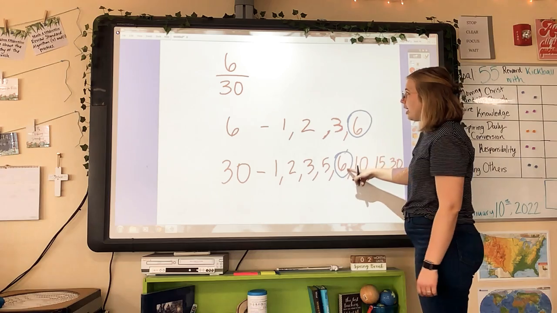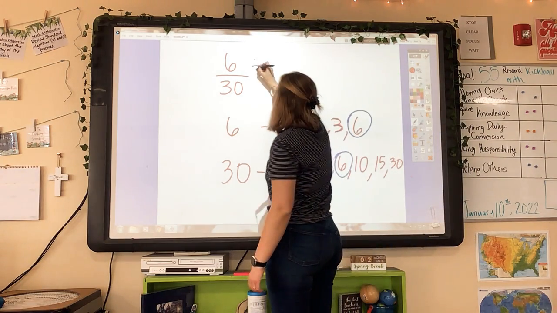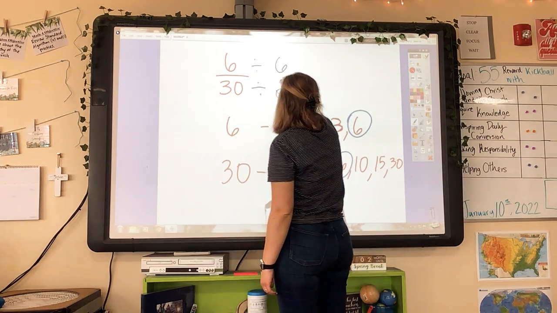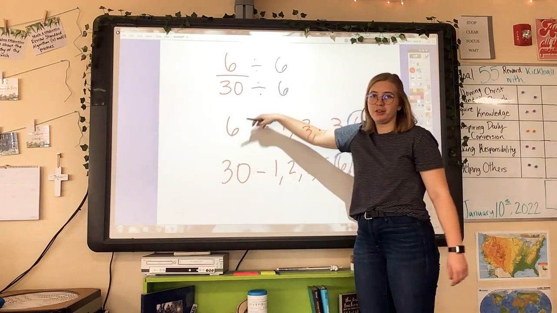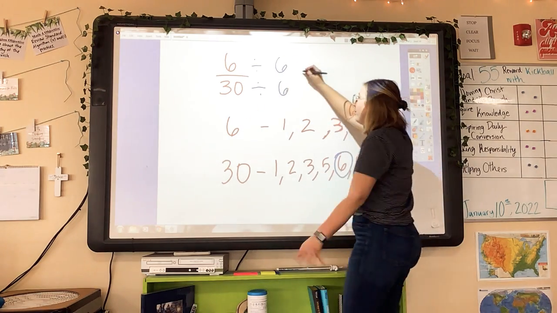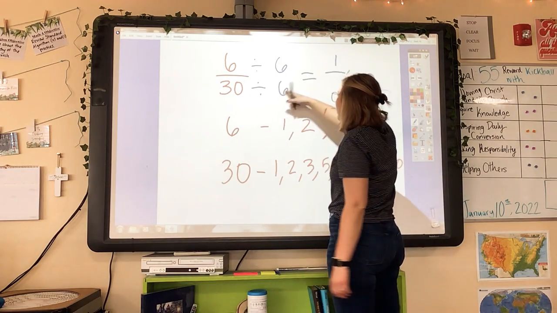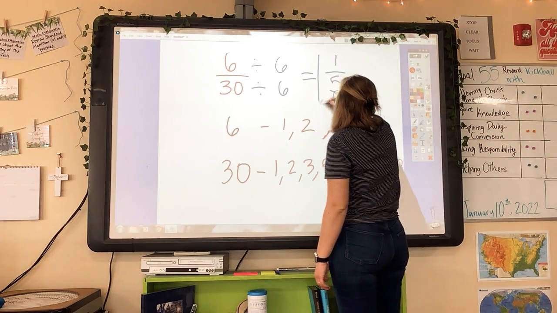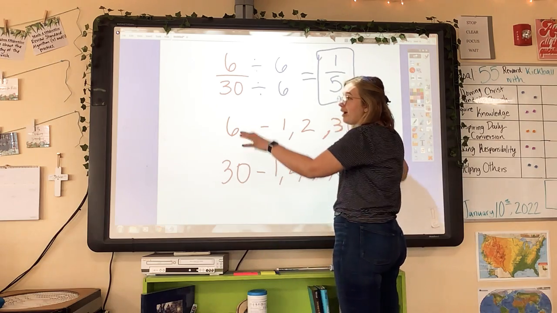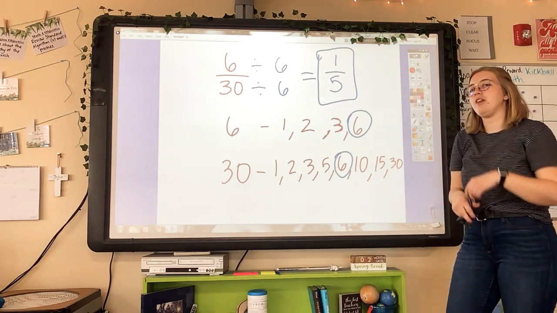Okay, so I'm going to divide both the top and the bottom by 6. Whatever I do on top, I do on the bottom, or whatever I do on the bottom, I do on the top. Okay, always whenever working with fractions. So 6 divided by 6 is 1. 30 divided by 6 is 5. So the final answer, or equivalent fraction, for 6/30 is 1/5.